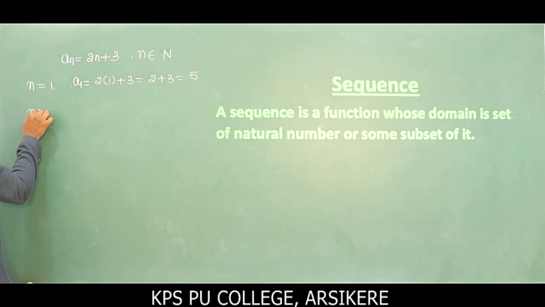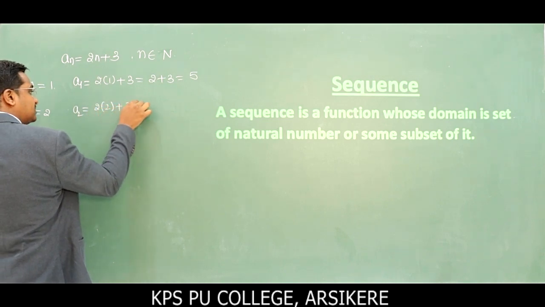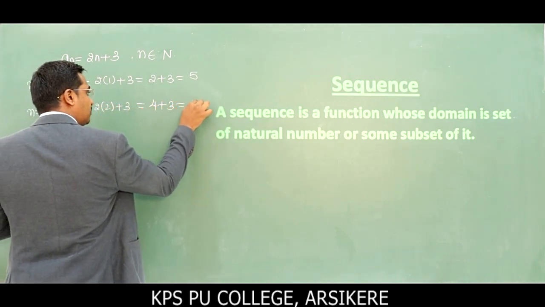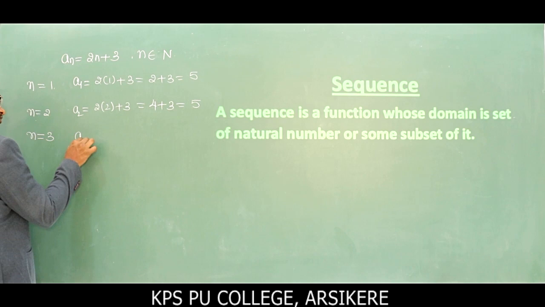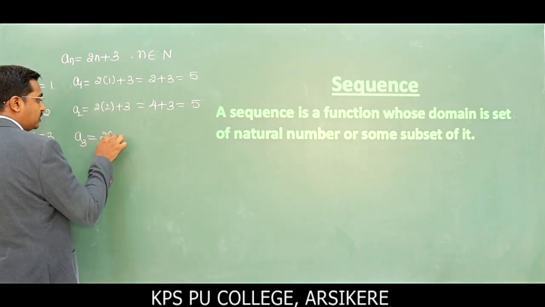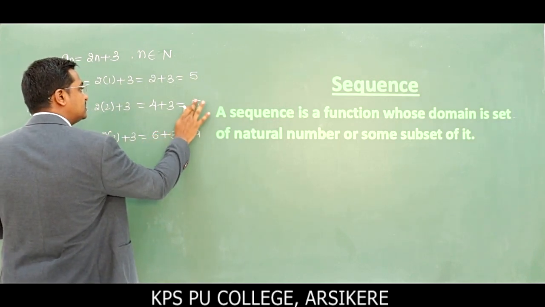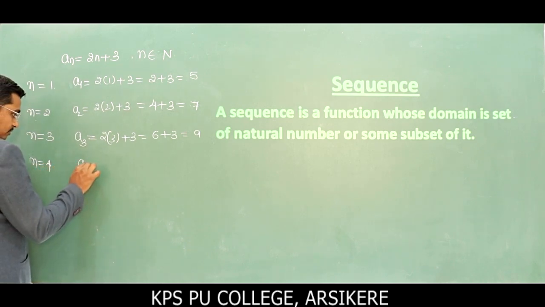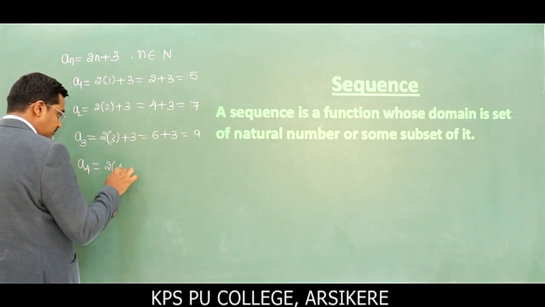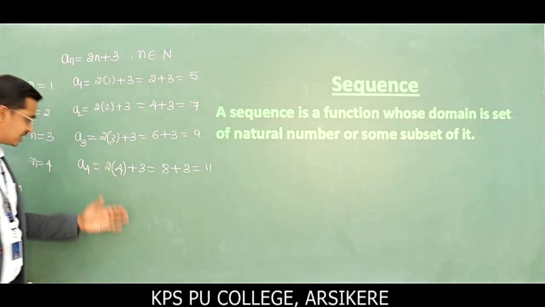When n is equal to 2, a2 is equal to 2 into 2 plus 3, this becomes 4 plus 3 is equal to 7. And the third one, when we substitute n is equal to 3, a3 is equal to 2 into 3 plus 3, that becomes 6 plus 3 is equal to 9. And the next one, n is equal to 4, this becomes 2 into 4, 8 plus 3, that becomes 11, and it continues for different values of n.